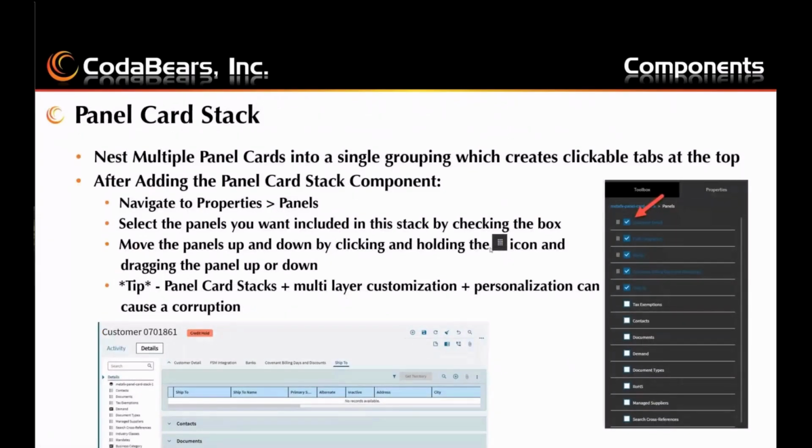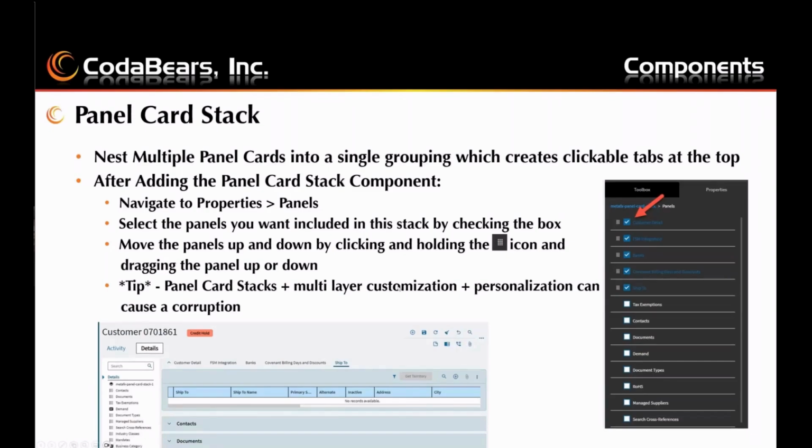So first we'll talk about the panel card stack. You can nest multiple panel cards into a single group, which creates clickable tabs at the top. This formatting is a lot like the old Epicor, where they put them into tabs instead of everything being its own panel. It could be nice if you have a lot of panel cards in a certain form and you want to nest them together in a way that's less bulky. In order to do that, you're going to be using your properties. You would click which panels within this entire details you want to nest, and you can see here, I selected them, and they're in this nice little row up at the top.